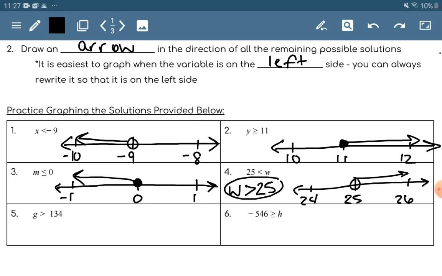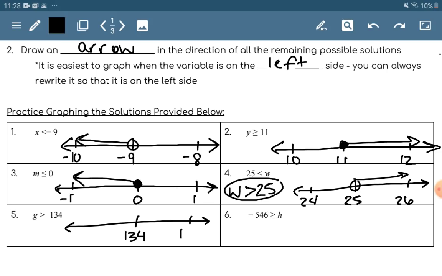With number 5, my variable's on the correct side this time. I'm going to draw in my number line, my solution in the center of 134, one number bigger to the right of 135, one number smaller to the left of 133. Since it's just greater than, it will be an open dot. I do not color it in. And if I look at my inequality symbol, I want greater numbers, so I'm also going to the right, just like the inequality symbol points.